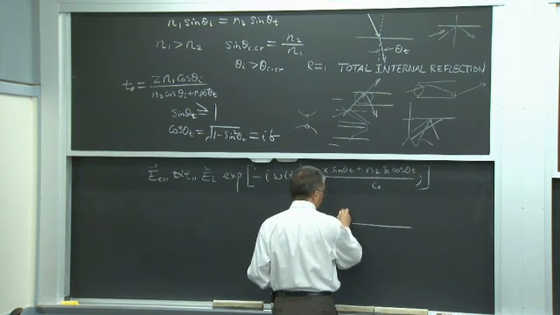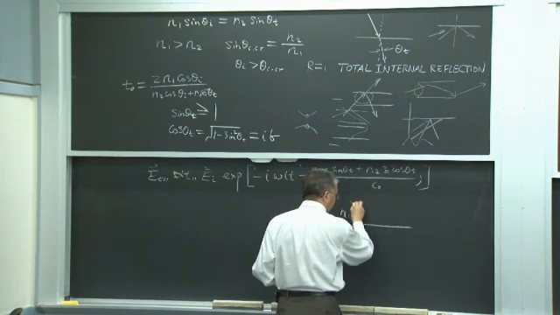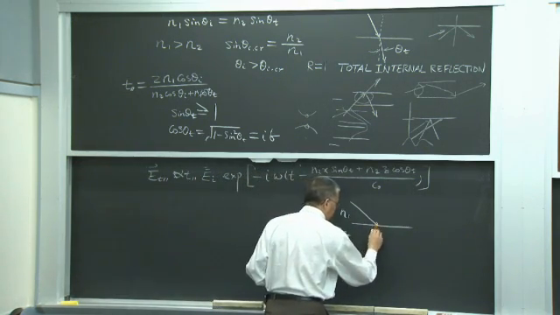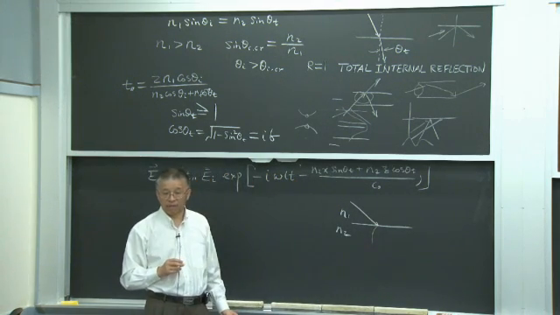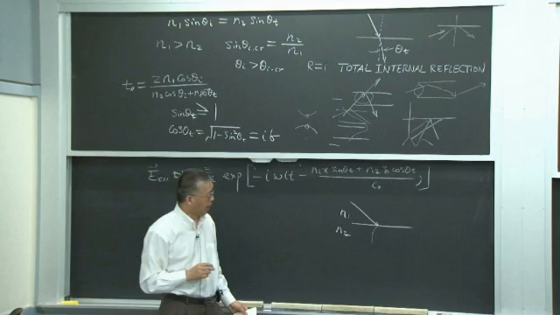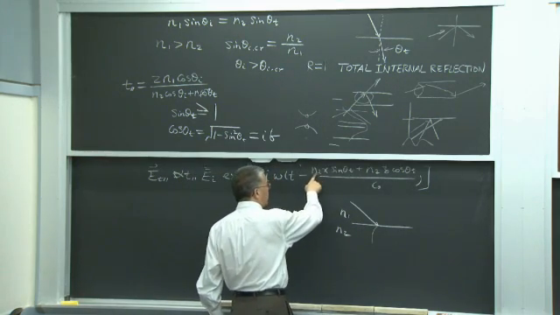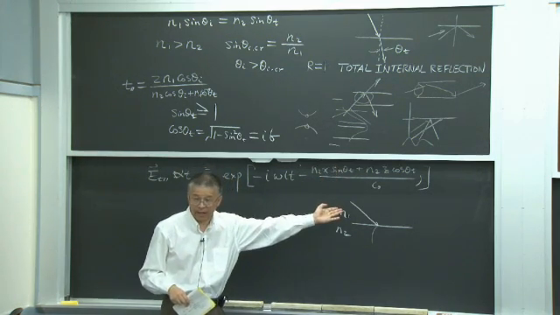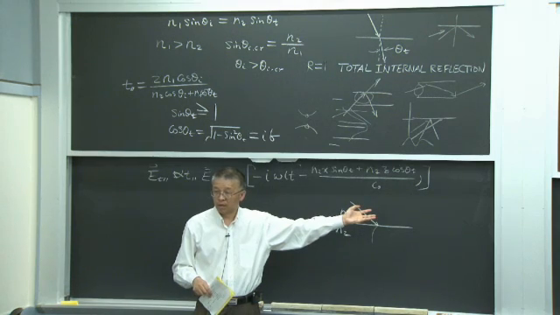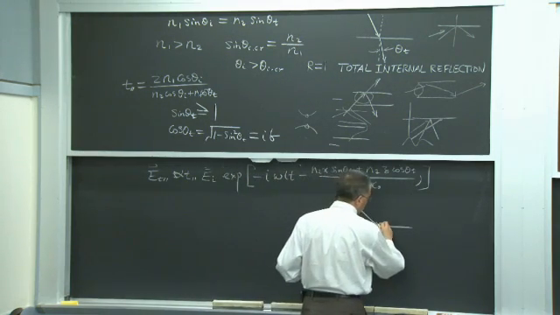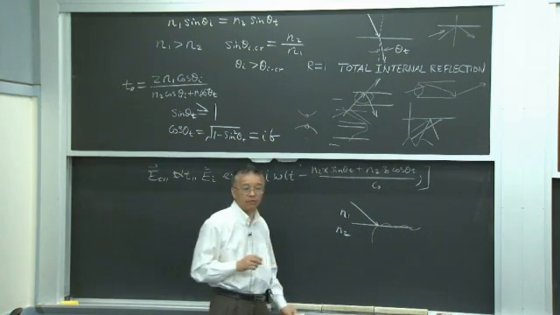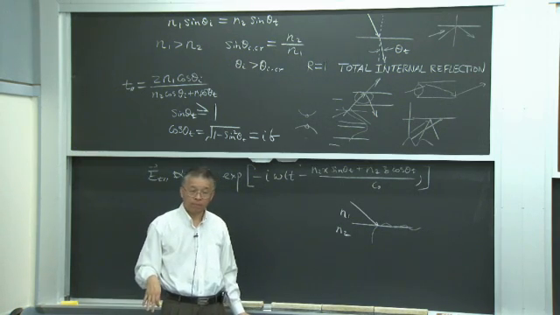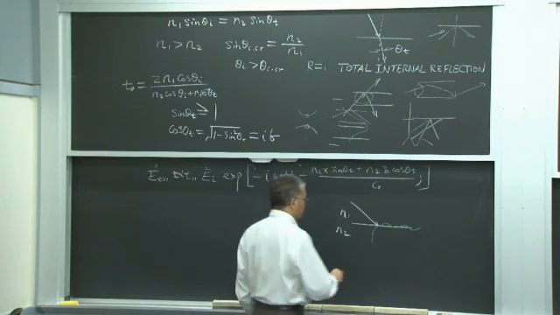So when n1 is larger than n2 and the angle of incidence is larger than the critical angle, the electric field on the other side exponentially decays from the surface. And the real part, the x component, if you look at n2 sine theta t equals n1 sine theta i, that's actually real, right? So what you have is a wave propagating in the x direction on the surface, and it decays exponentially on the other side, right? And this is the evanescent wave.